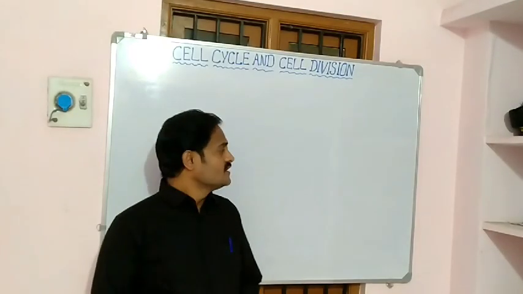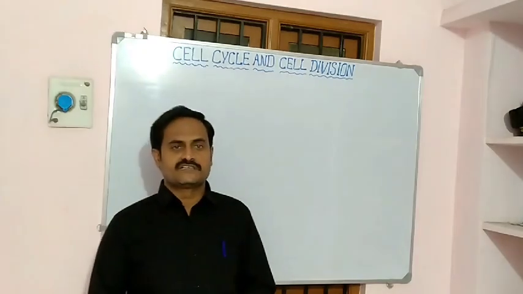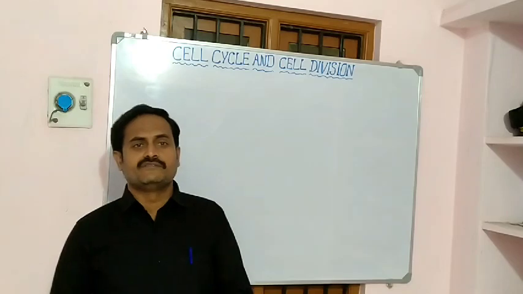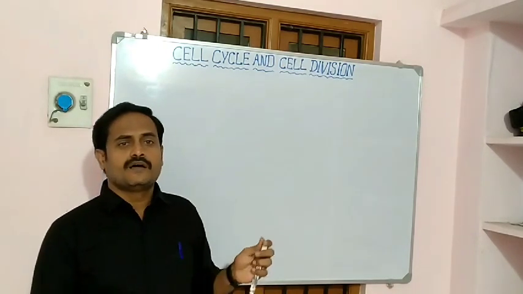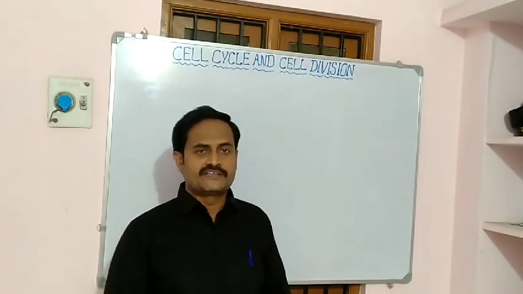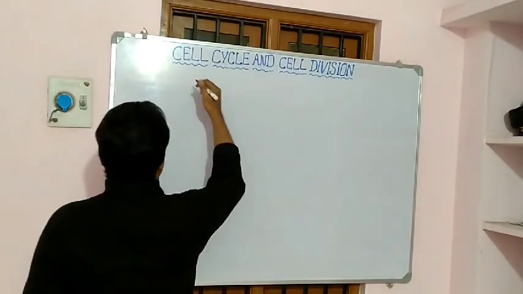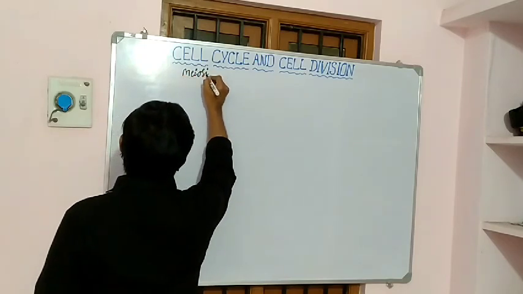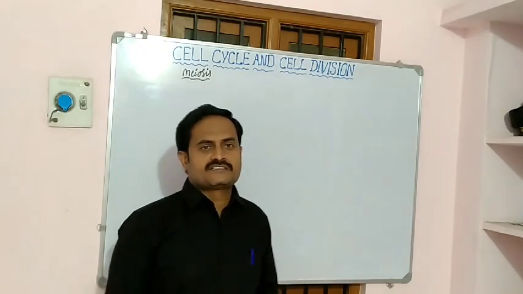Students, today I am going to discuss the next type of cell division, called meiosis. I already discussed mitosis in the previous video. Meiosis is a lengthy process compared to mitosis. See how it looks. Meiosis. So what is meiosis? Already we discussed.